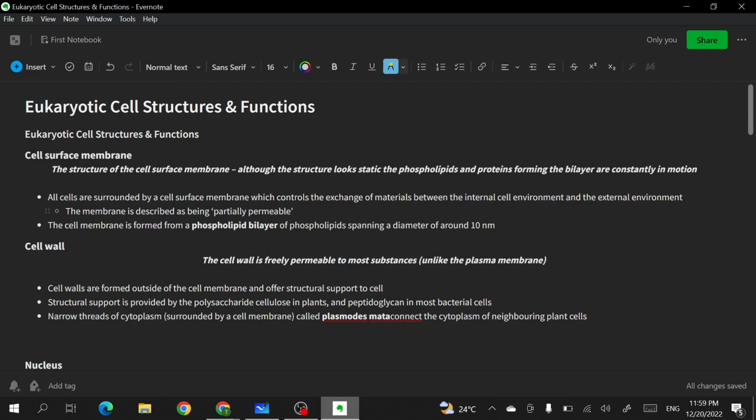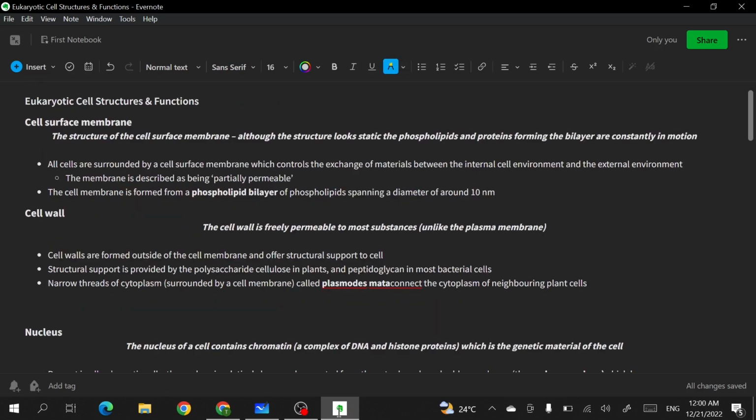So let's start. The cell surface membrane is 3 to 10 nanometers. It's the structure of the cell membrane. The structure looks static, with phospholipid and protein forming the bilayer. All cells are surrounded by a cell surface membrane, which controls the exchange of material between the internal environment and the external, that is in and out of the cell. It is described as partially permeable. If you have a cell wall, it is fully permeable, while this one is partially permeable.